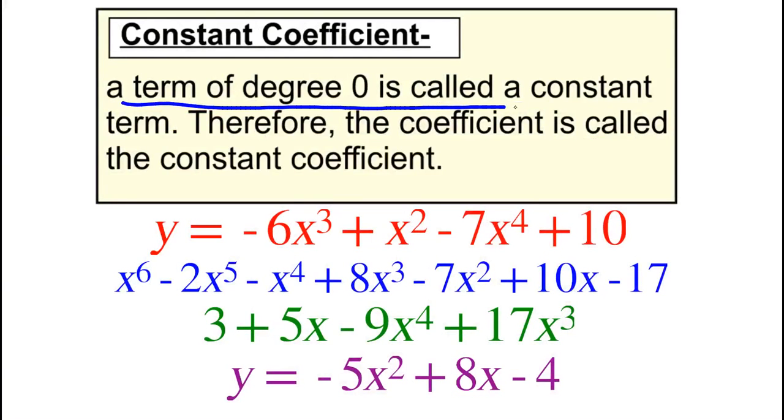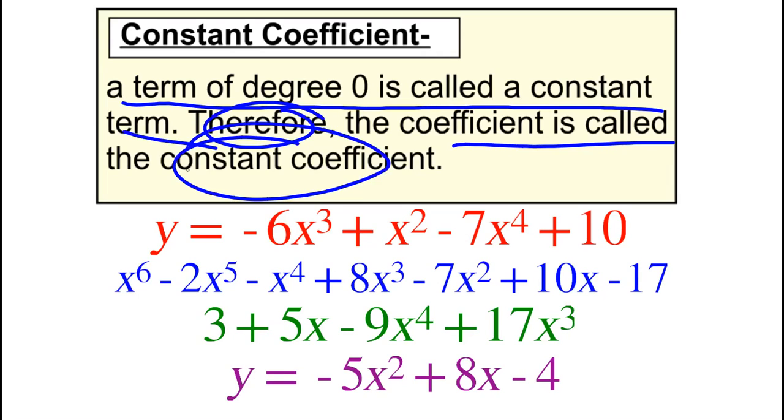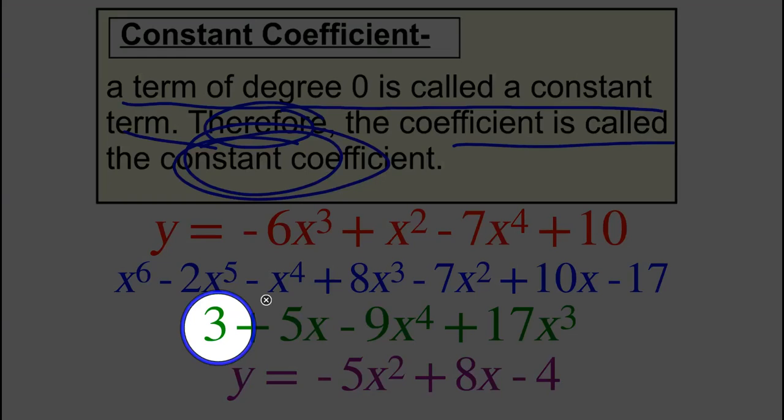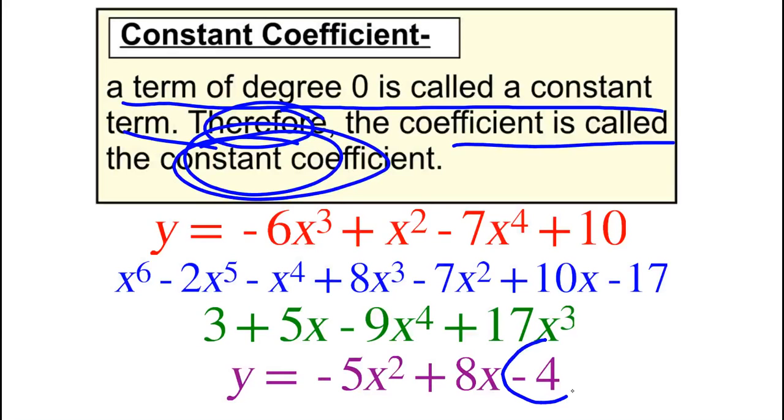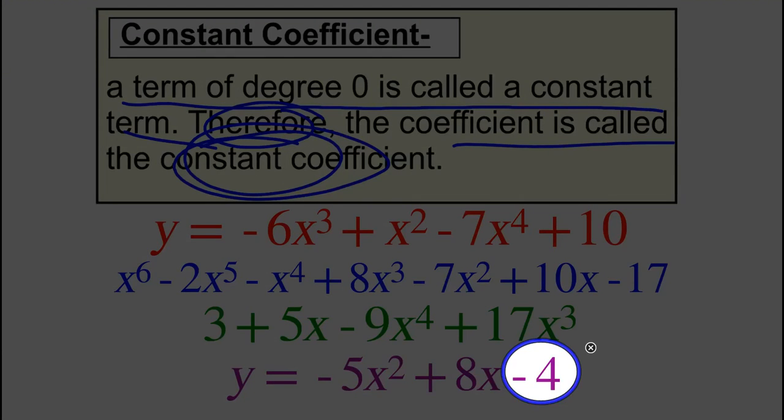A term of degree 0 is called a constant term. Therefore, the coefficient is called the constant coefficient. The constant coefficient here is 10. Constant coefficient is negative 17 here. This polynomial's not in standard form. Its constant is 3. And finally, this one has a constant coefficient of negative 4.